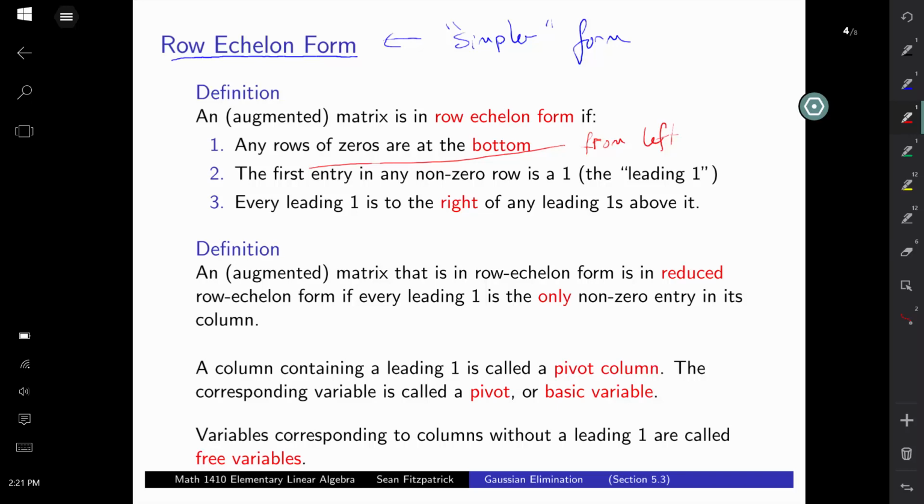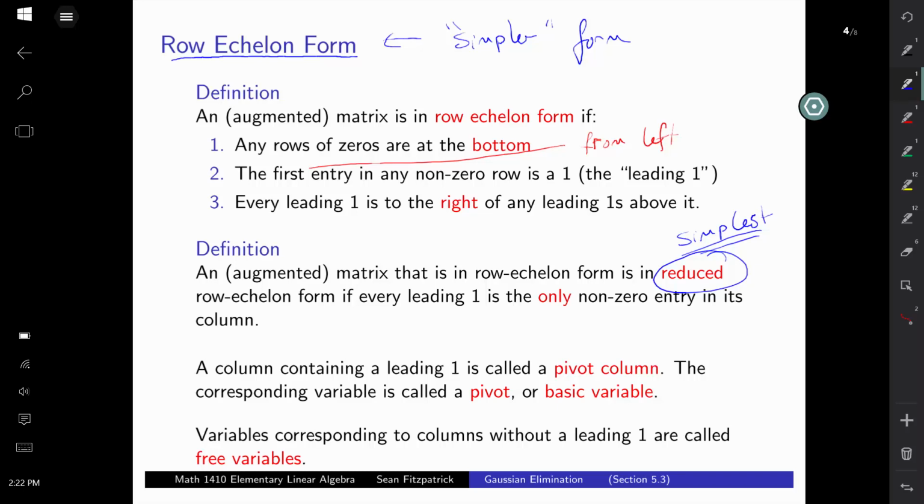Now, row echelon form is simpler, but it's not the simplest. The reduced row echelon form, right here, this is the simplest. The simplest that you can get. You can't go any further than reduced row echelon form. So this is our termination point. If we get down to reduced row echelon form, then we're done.